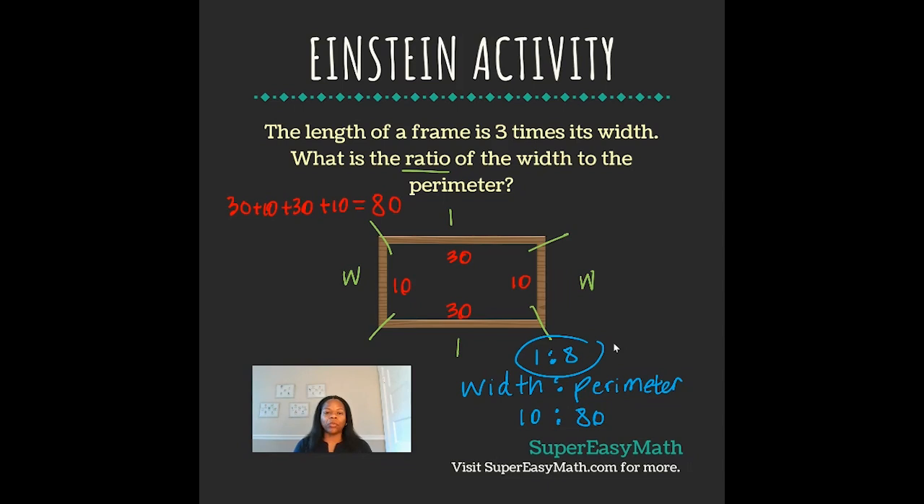So no matter what numbers you chose to use in the frame for your length and width, assuming you calculated the length as being 3 times the length of the width correctly, you should have still been able to reduce your overall ratio to 1 to 8 at the end.